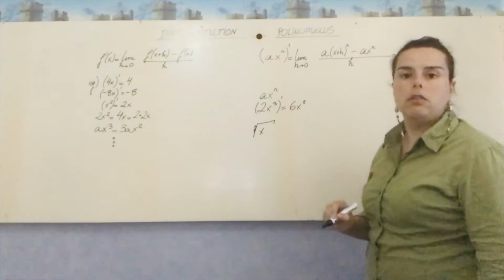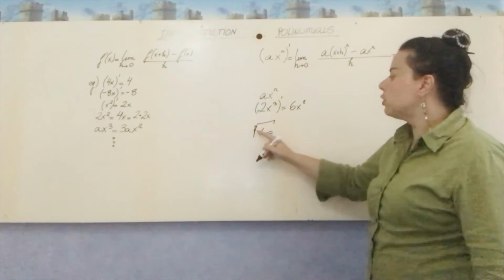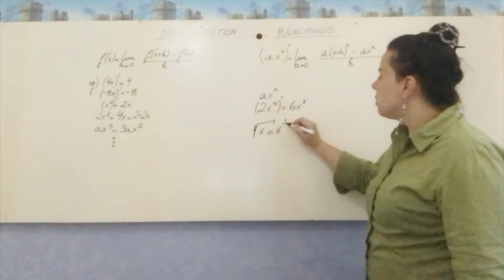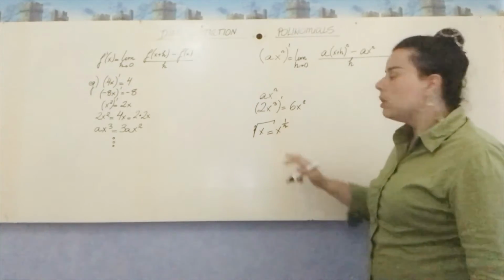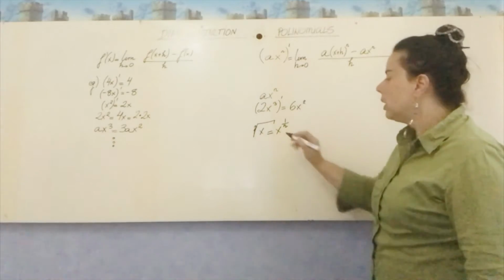a surd of any kind. Well, I know that a surd is a fractional exponent. Well then, this is the same as this, which happens to look like that. So I know how to do it.